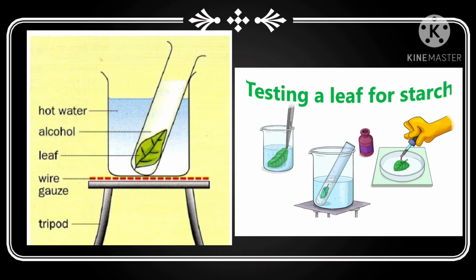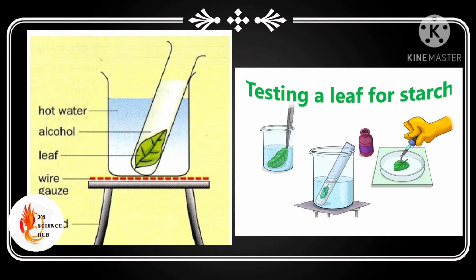Here you may have a question: why is this test tube with alcohol put into the water bath? Because alcohol is highly flammable. So we kept the test tube with alcohol in the water bath in order to prevent any possible accidents. Then take the leaves out and wash them in running water. This will help you to remove the excess chlorophyll and alcohol present in the leaf.